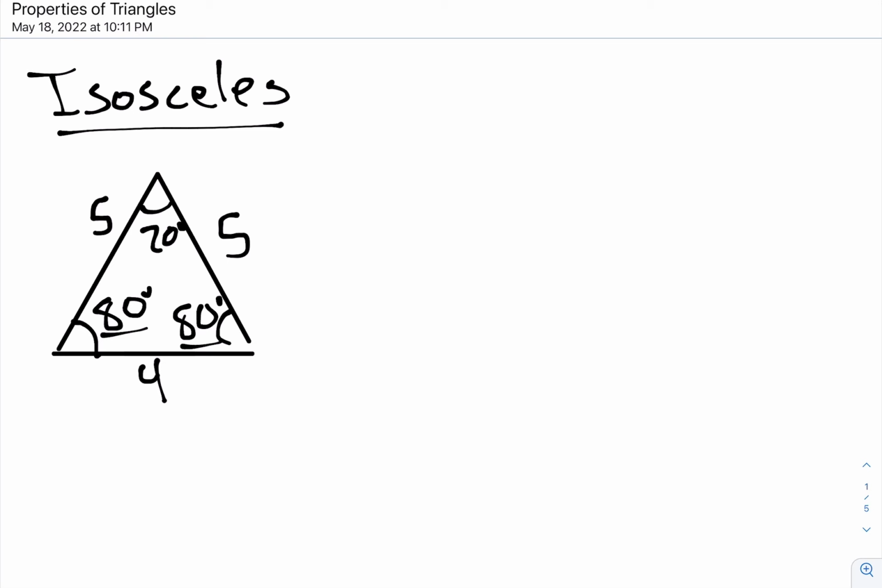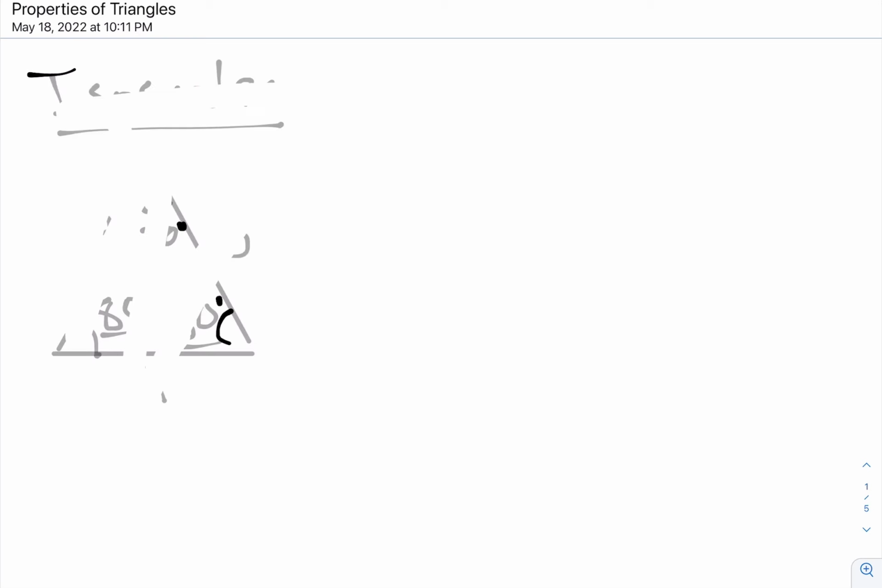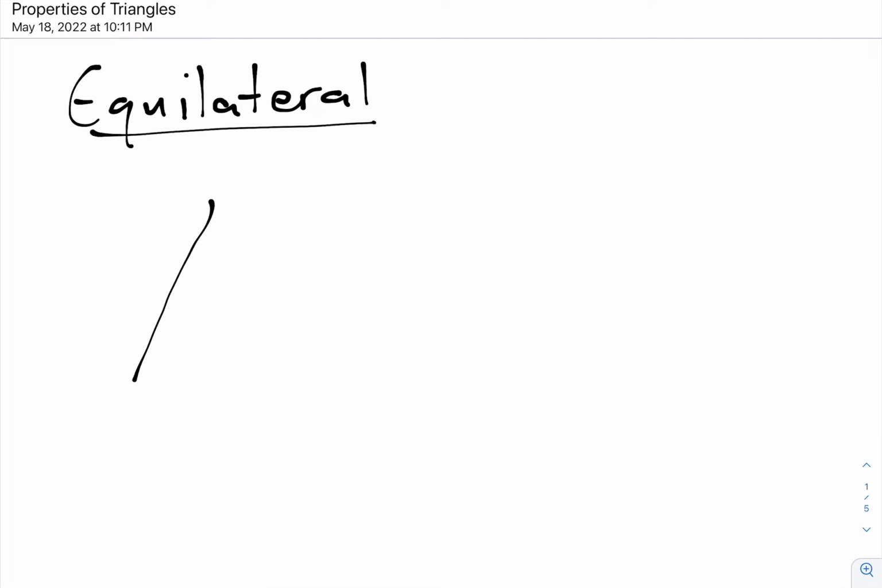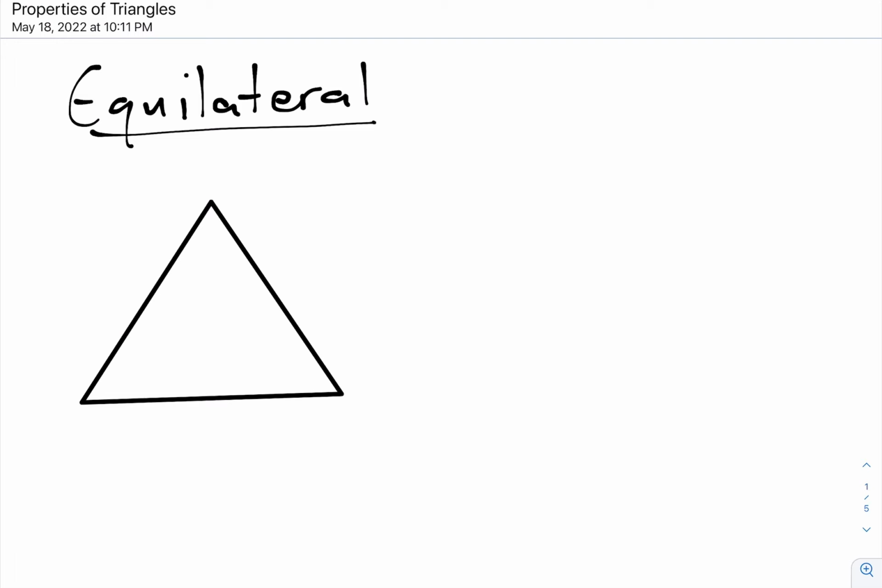Okay, let's talk about equilateral triangles. Equilateral triangles are when every single side length has the same length, the same value. So they're kind of easy to detect, right? Equilateral, let's say this was 10, this was 10, and this was 10.